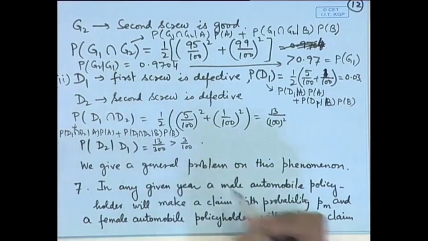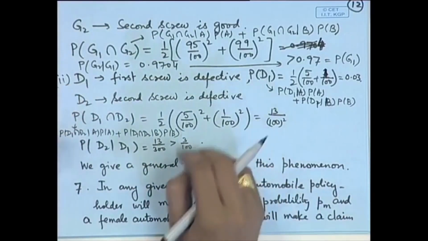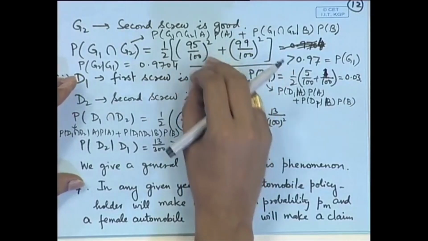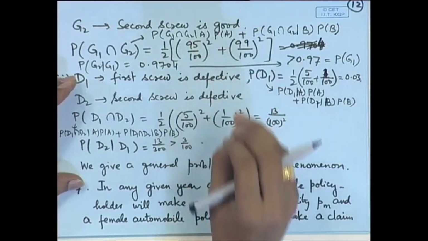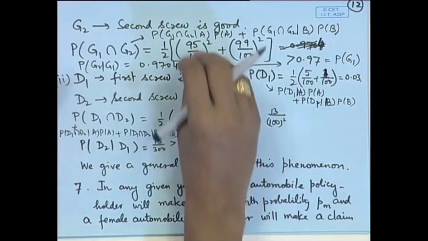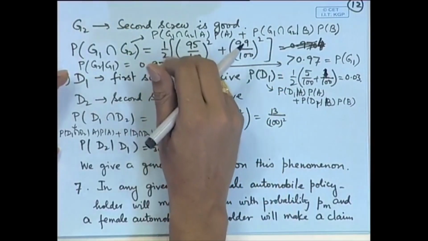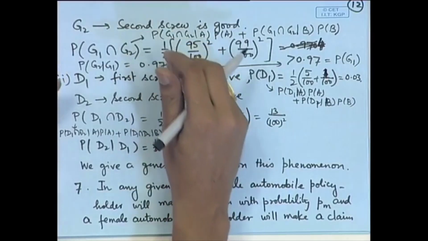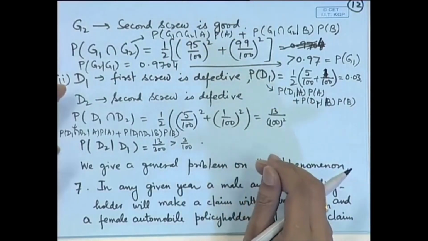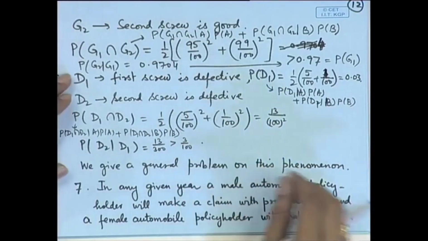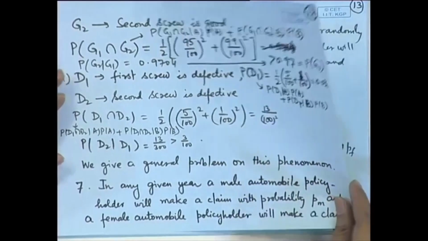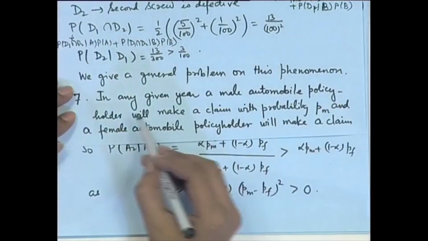In fact, we can consider a more general problem here, where we can replace these numbers by some abstract expressions, some numbers between 0 and 1, and similarly this probability of selection from each one, in place of half we can put some alpha and see that this phenomena still holds. So, let us consider this problem.